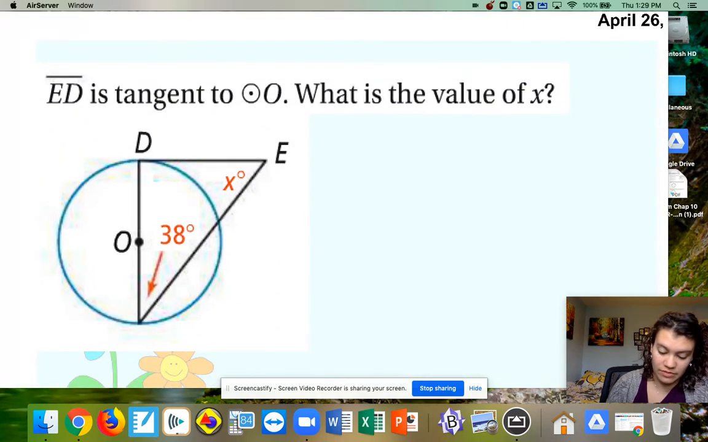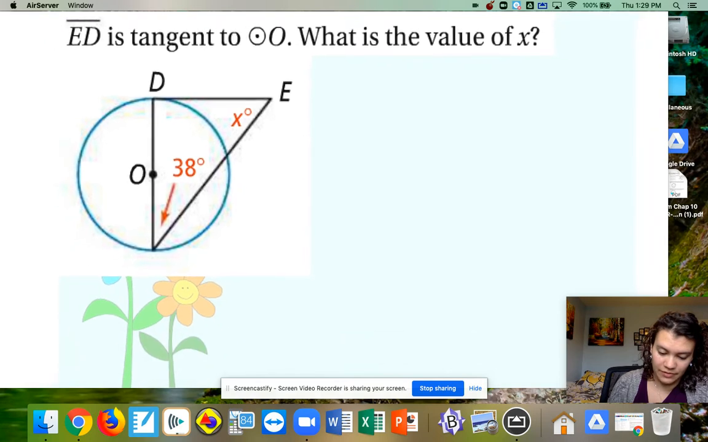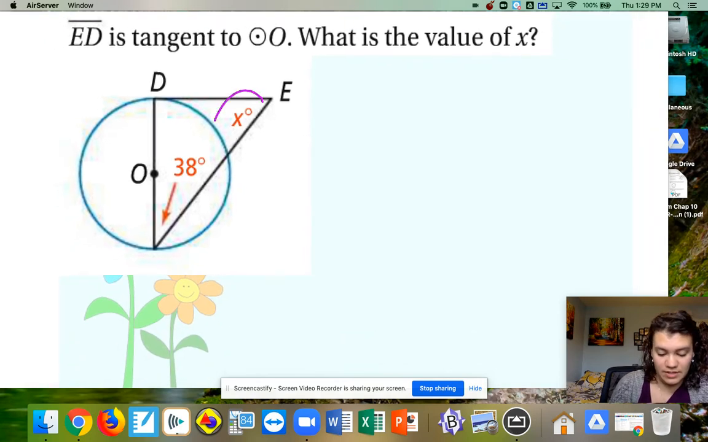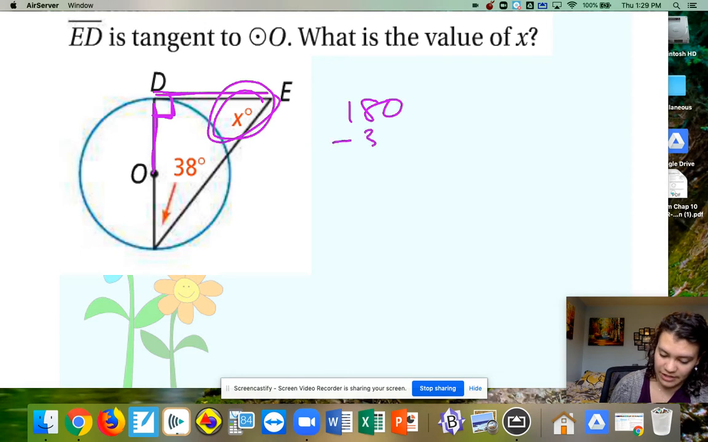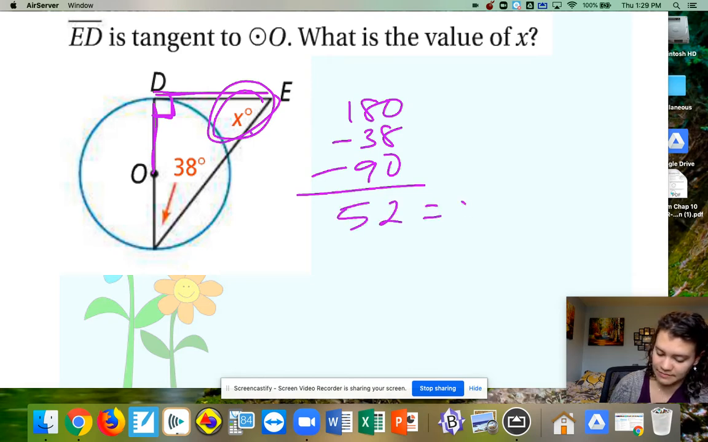So how can we use that? So here we want to figure out with this one, what is this x value? Well, we have a radius right here. We have a tangent right here. So that means this has to be a 90-degree angle right there. And then a triangle adds up to 180. So we know we have 180. We can subtract 38 and subtract 90 to get x. And you should end up getting 52 for x.